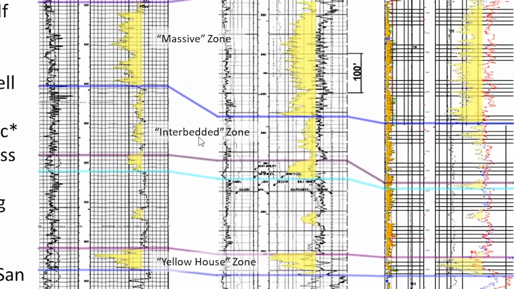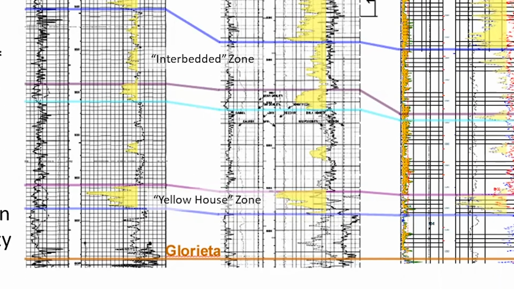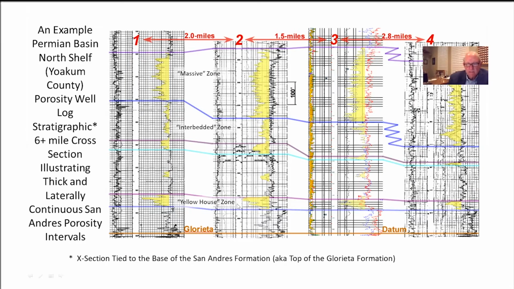And then we call this lower zone the interbedded zone in this particular area. And down here we've got just an enormous porosity, the yellow house zone we call it. That was a really widespread porosity interval just above the Glorieta Formation. This cross section is a stratigraphic one. We hung it on the Glorieta datum point in these logs.